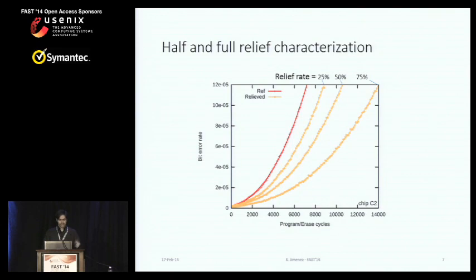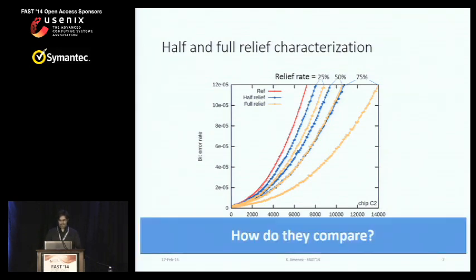So now we move back to the characterization. Before, we had what corresponds to the full relief, and now we introduced the half relief. So we now see an intermediate relief. How do they compare actually?